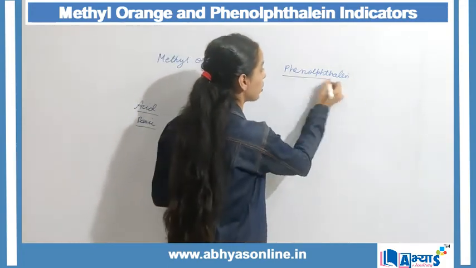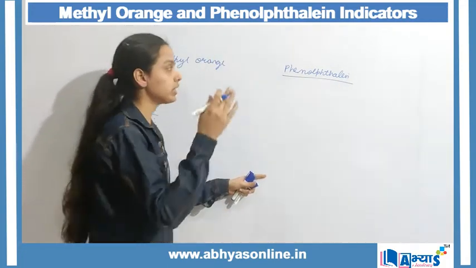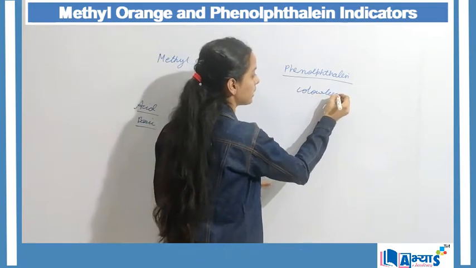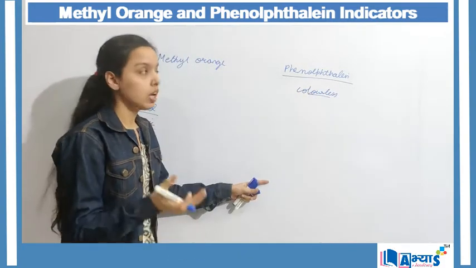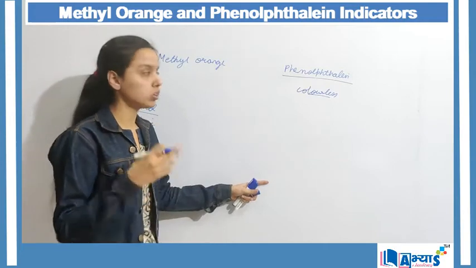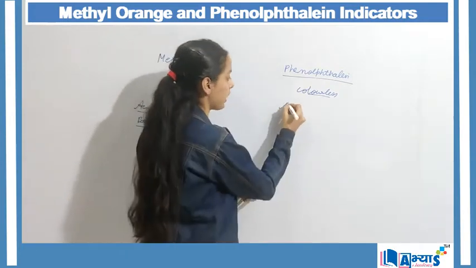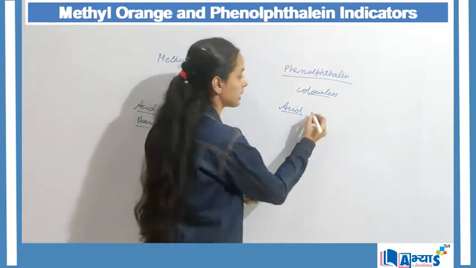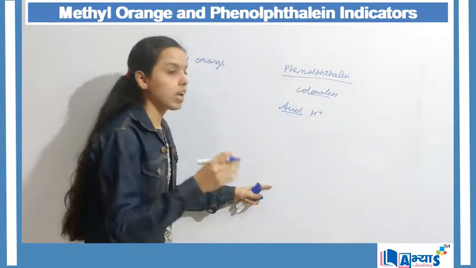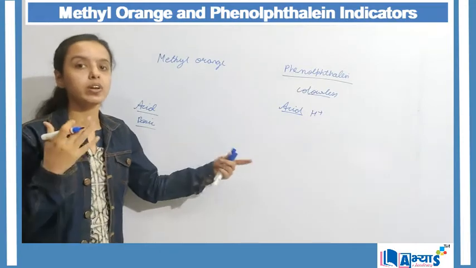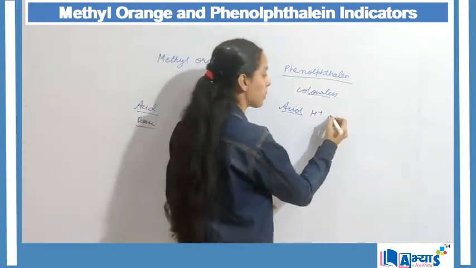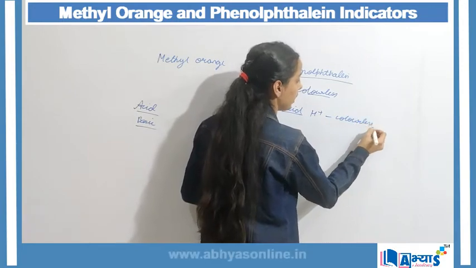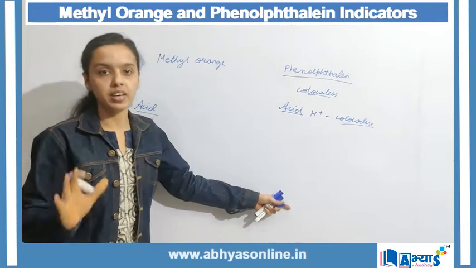When we talk about the phenolphthalein indicator, it is originally a colorless compound. There is no color, it is actually a transparent compound. Now when this transparent indicator is placed into an acidic substance that contains H positive ion, it will remain colorless. There will be no change in the color. It will still remain a transparent compound.